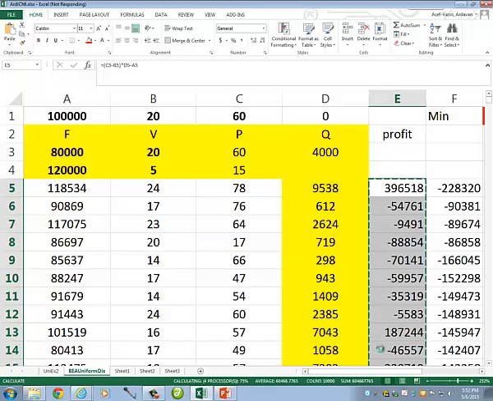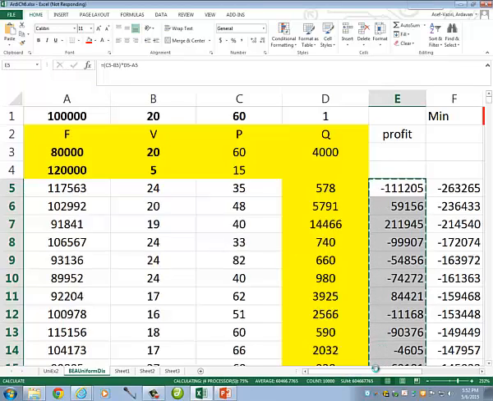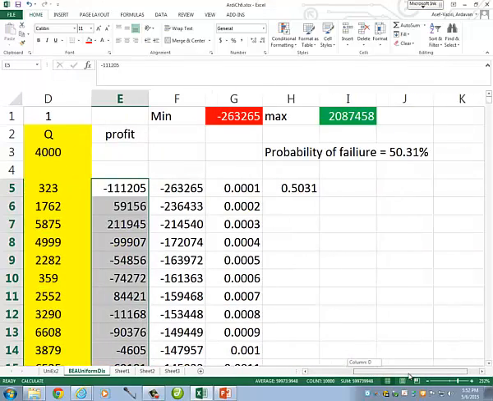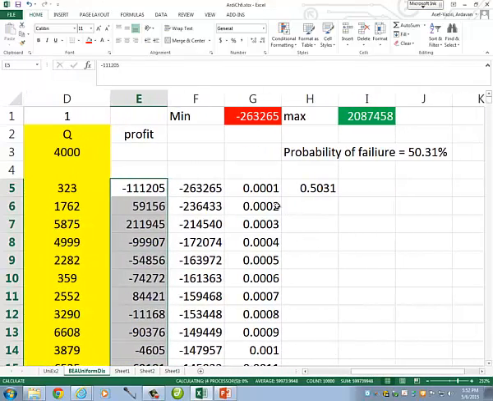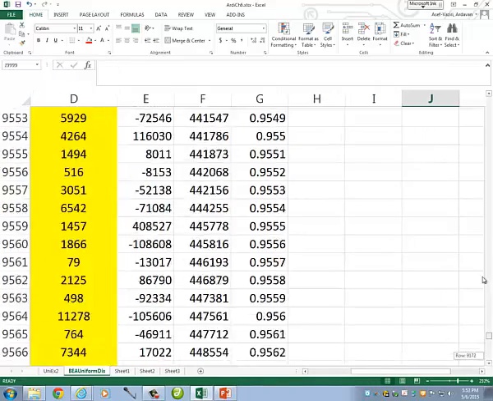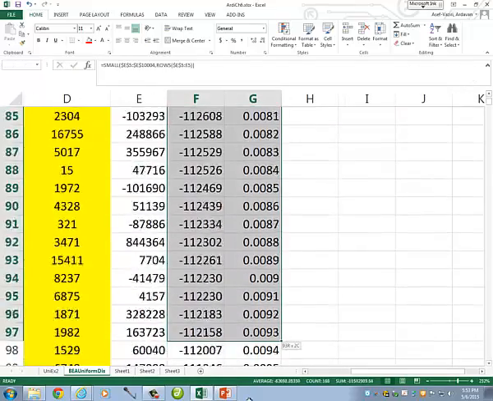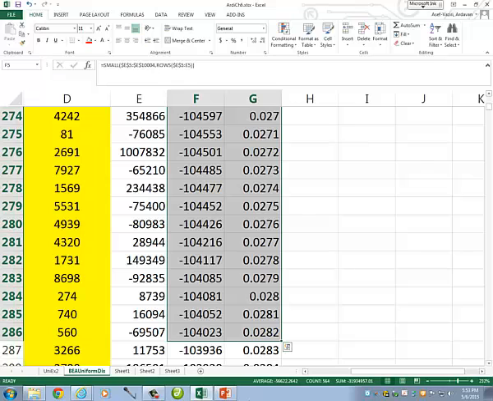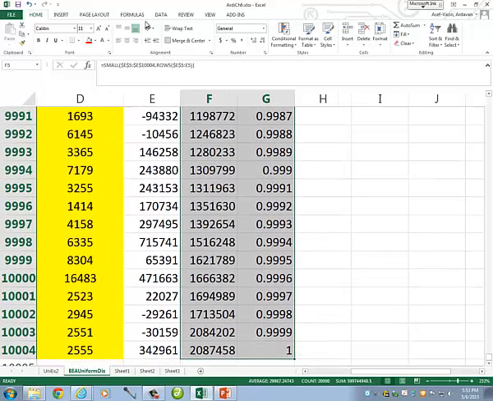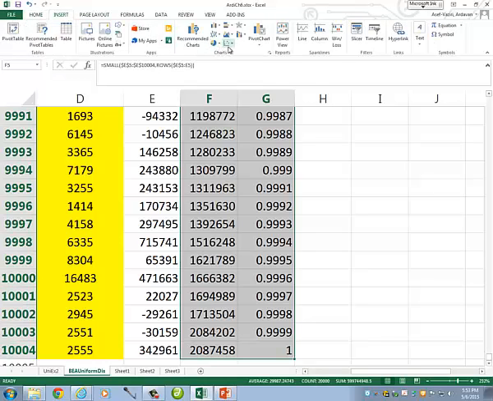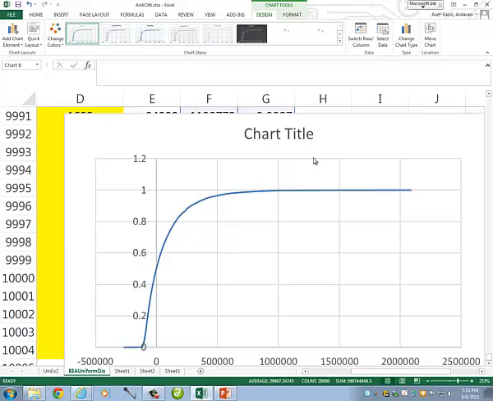These are sorted profits, right? And those percentages are still valid. Now I go and draw this chart. Insert, scatter, graph, that's it.